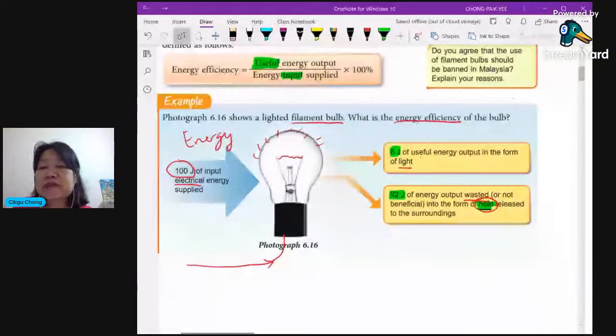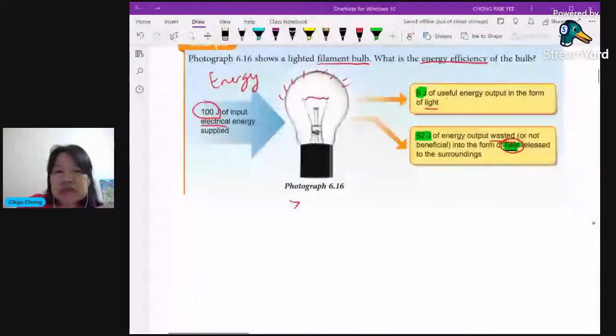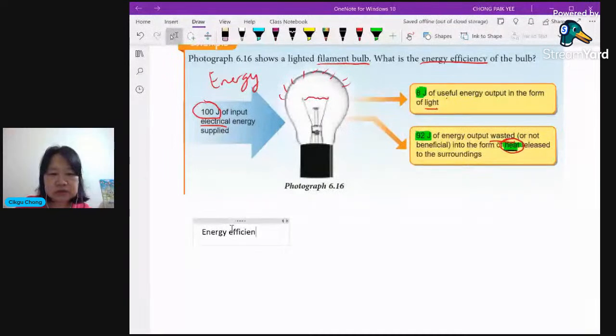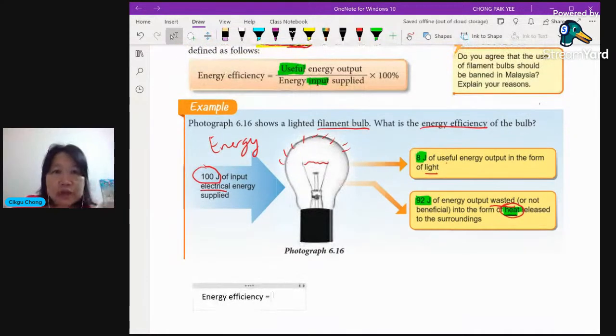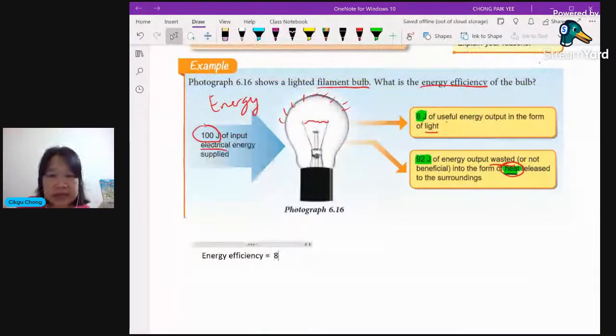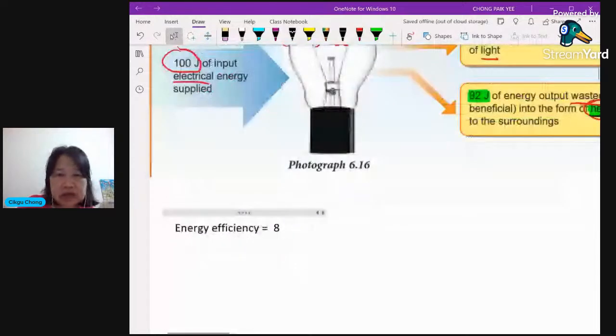How to get the figure? You use this formula. Energy efficiency, let's write it down. I know it's from the textbook, but you need to understand it step by step. Let me just type it, easier, nicer and neater. Energy efficiency equals the one that you want, useful energy output. Look at the formula, useful energy output. Useful energy output is only 8 joule. You can choose to write joule or not, never mind.